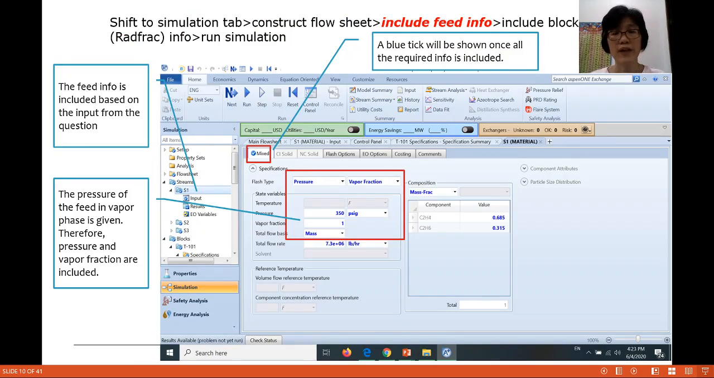So once you have constructed the flow sheet, then you have to click next. Just click next. Okay. Then you will be guided to a page for you to put in your feed information.